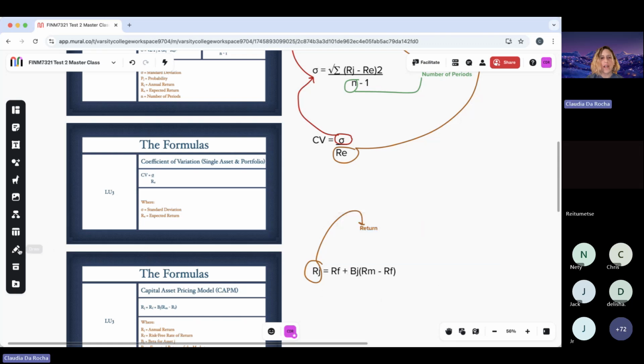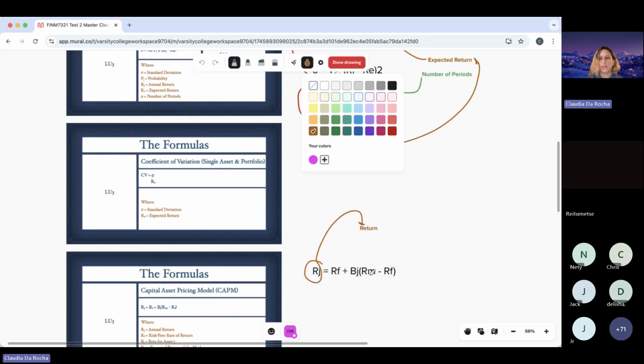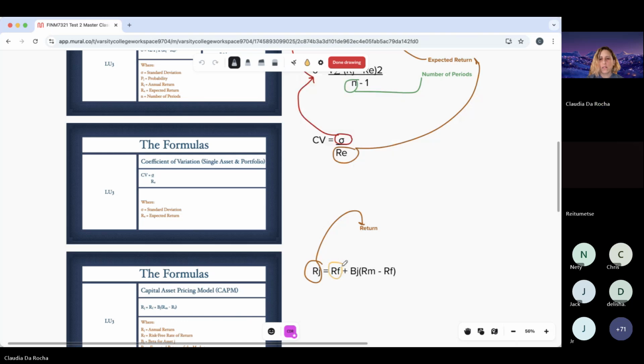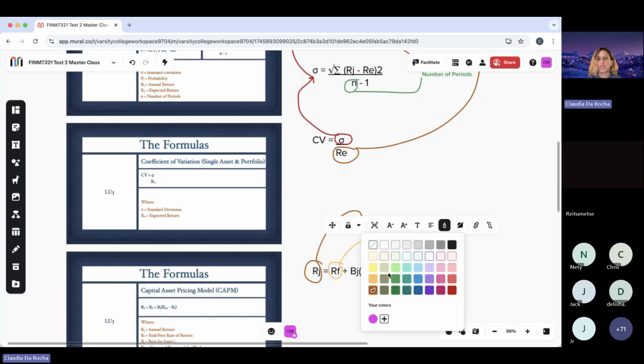Okay, then we have RF. RF is our risk-free rate. So you need to be given this number, or what can happen is you can be asked to use this formula to calculate it backwards. That's quite common actually, to use this formula and manipulate it to calculate different items. So just watch for that as well.